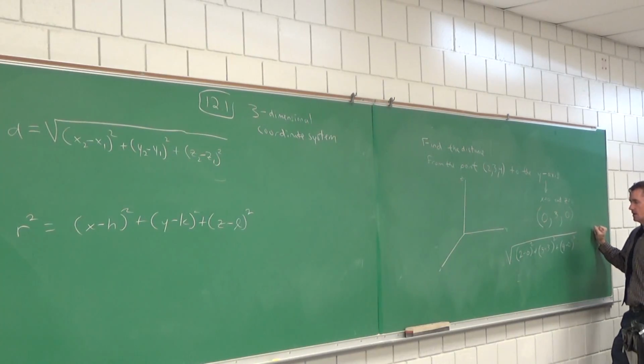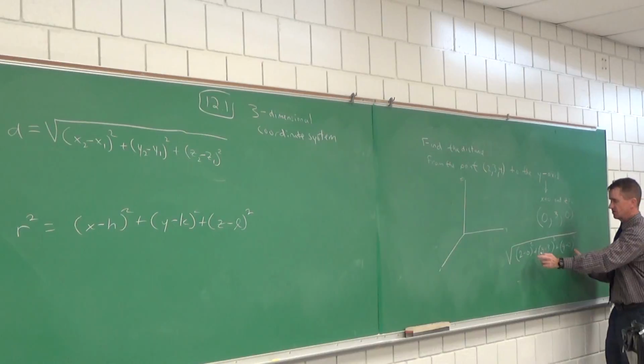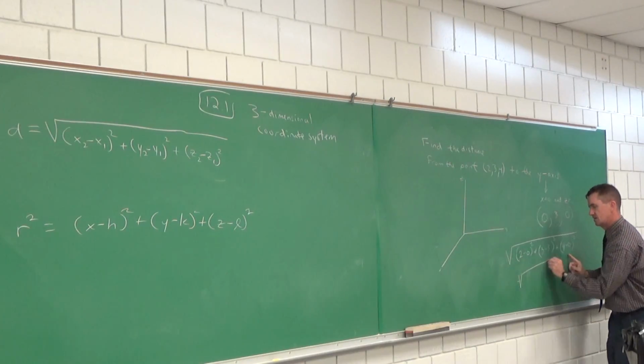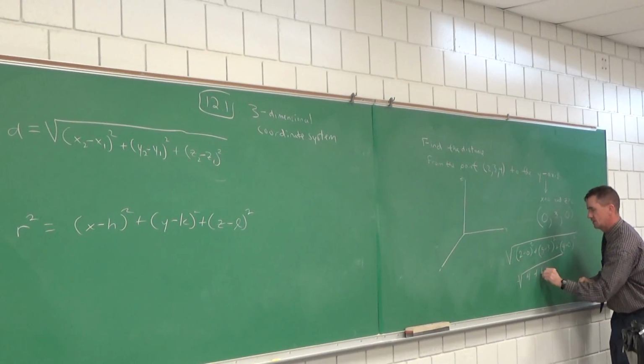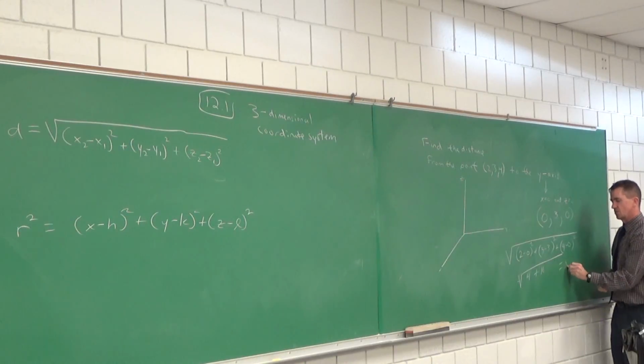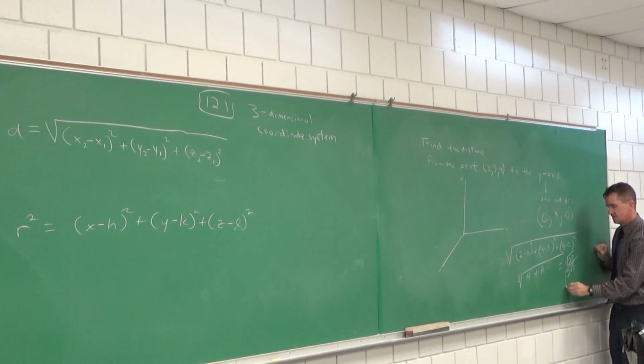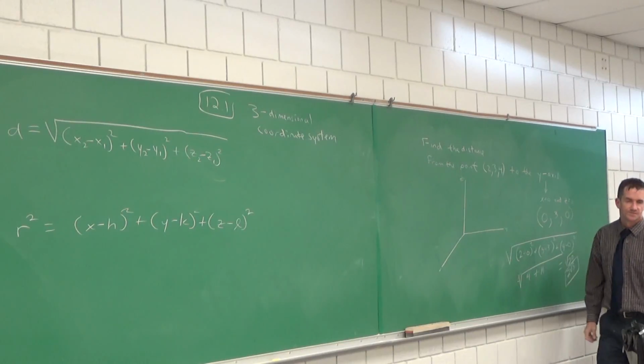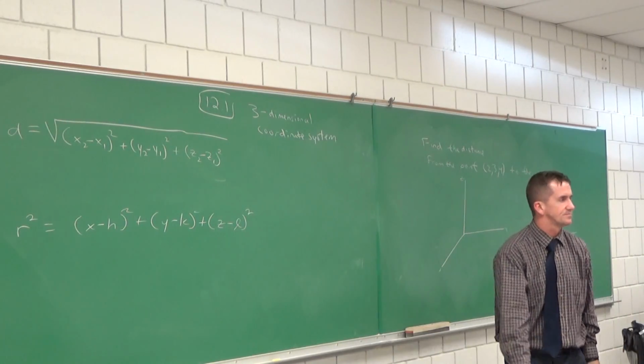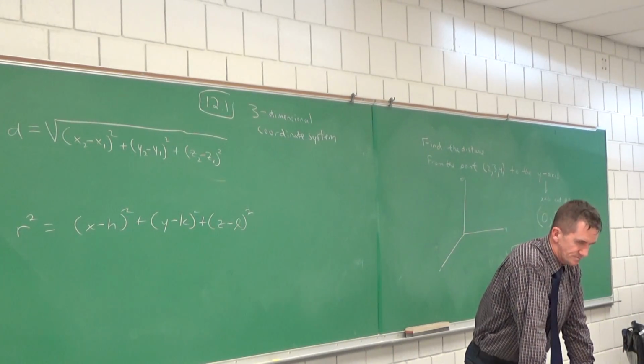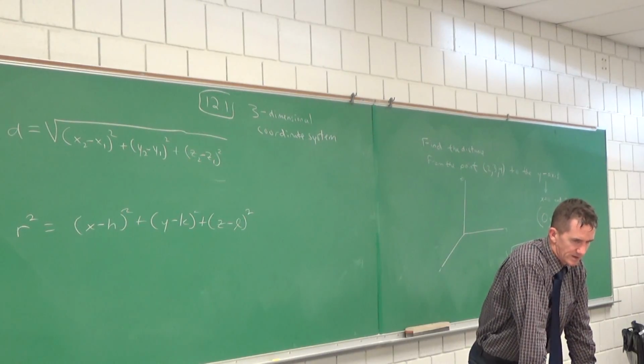Okay. That's 0. But these aren't. What's that? 4 and 20 and 16. So final answer, square root of 20. If you want to break down that radical, 2 root 5. That's a distance. Awesome. Excellent.